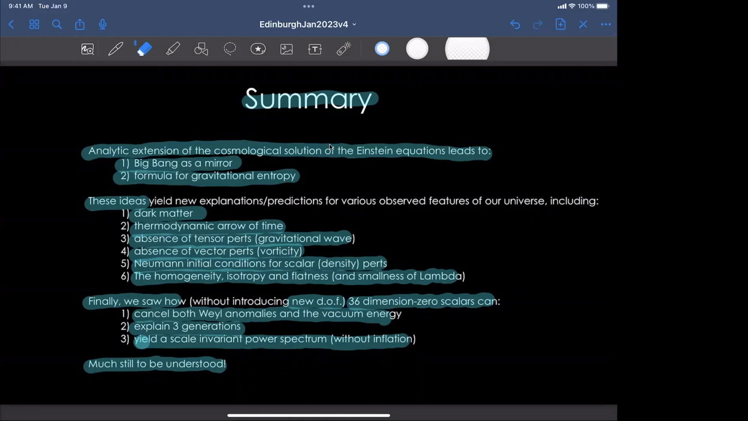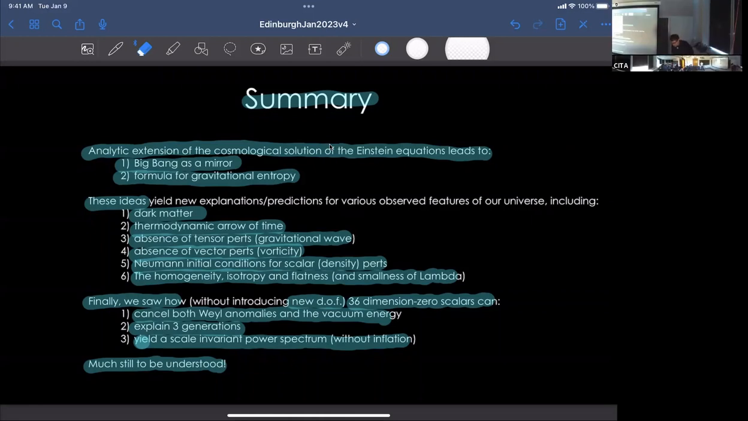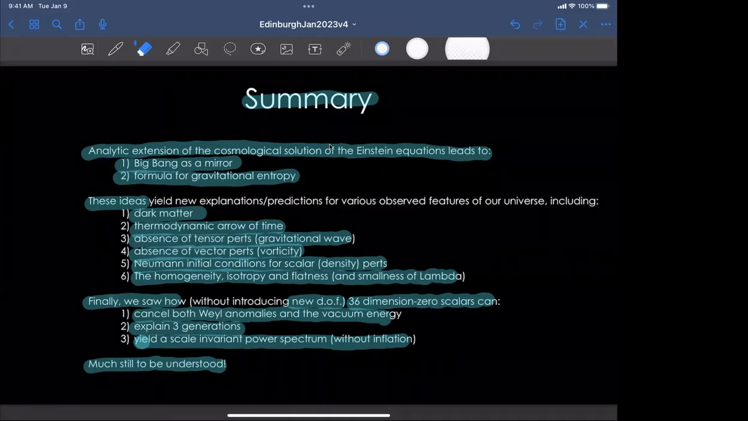Would these be detectable by any chance? Would they be detectable by what? Say that one more time. Yeah, would these be detectable, you think?